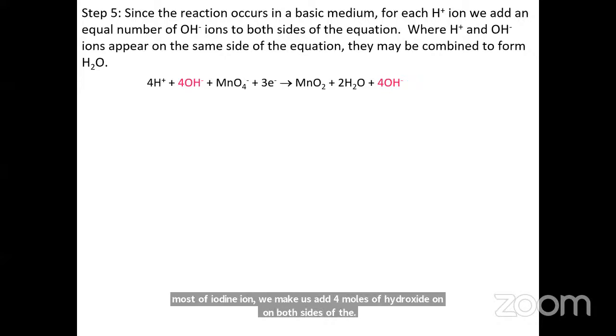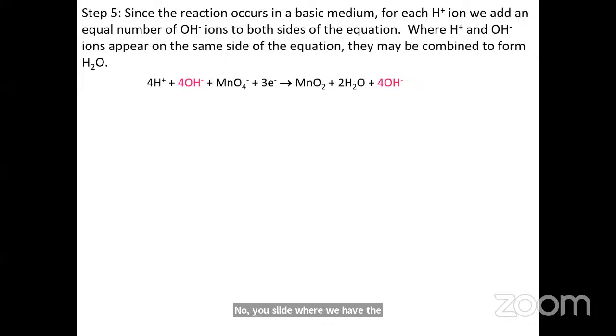Now, on the side where we have the hydrogen ion, which is the left-hand side, the 4 hydrogen ion and 4 hydroxide ion will combine to give 4 moles of water. That is the way we want to eliminate the hydrogen ion, because it is not acidic medium. This is in basic medium. You don't need hydrogen ion. So we now have 4 water in place of 4 OH and 4 H. 4 OH and 4 H will combine to give 4 water.